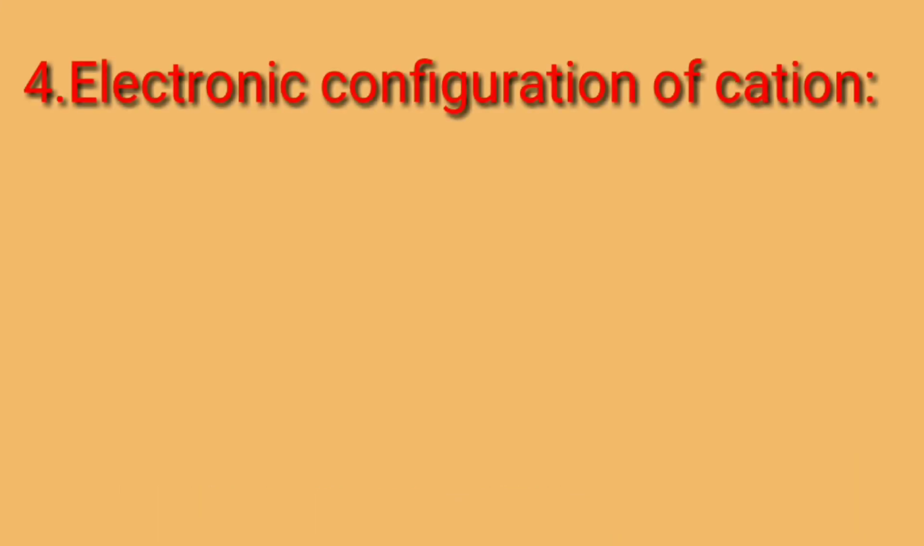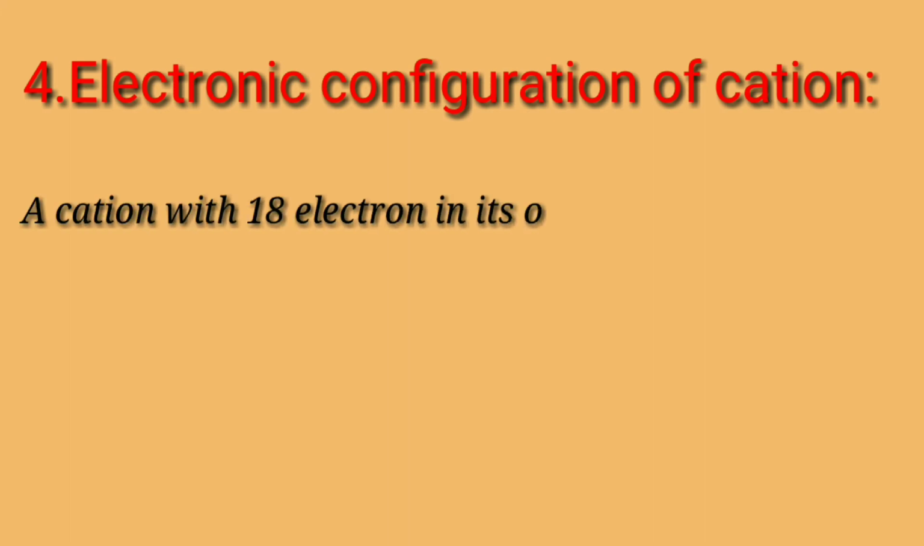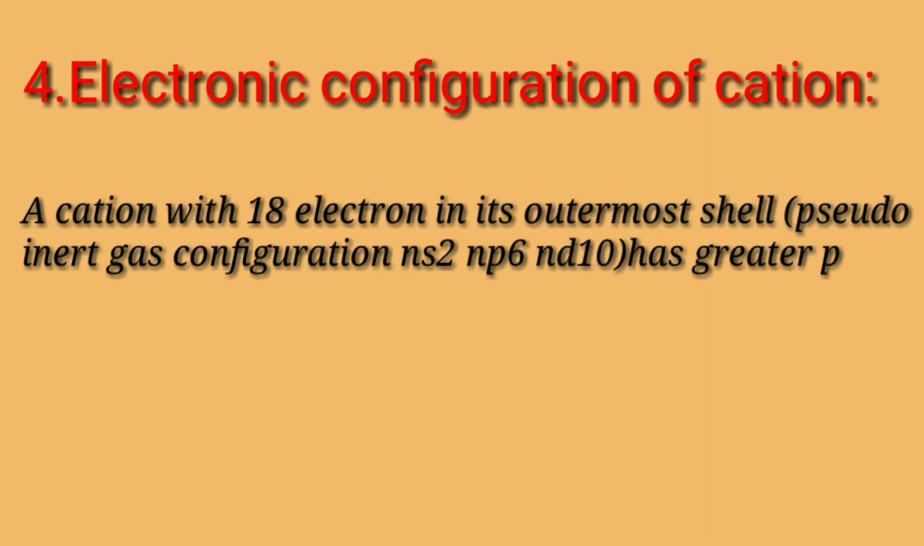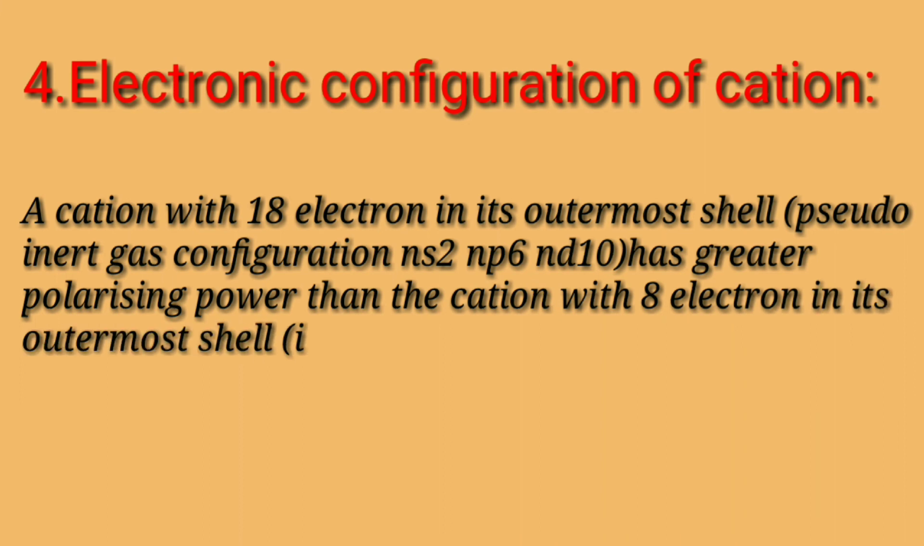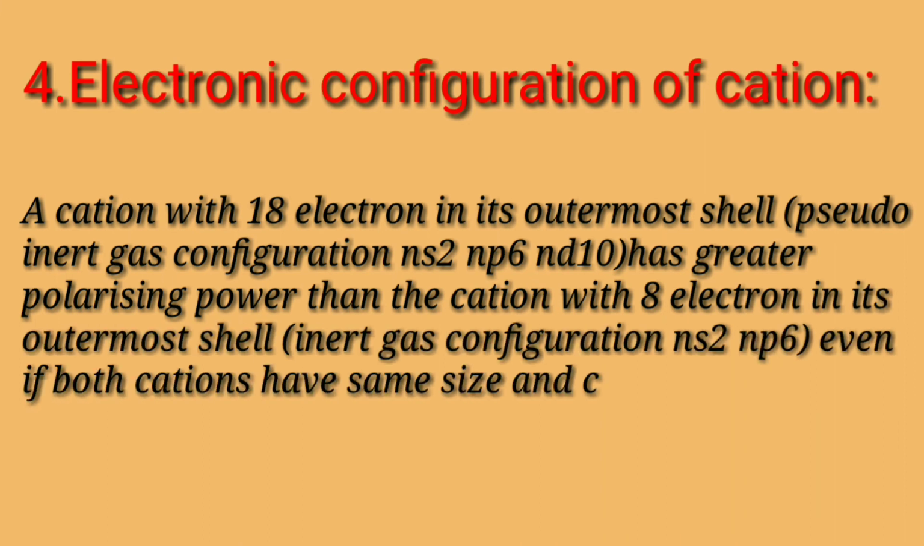And fourth, electronic configuration of cation. A cation with 18 electrons in its outermost shell, that is pseudo-inert gas configuration ns2, np6, nd10, has greater polarizing power than the cation with 8 electrons in its outermost shell, inert gas configuration ns2, np6, even if both cations have same size and charge.